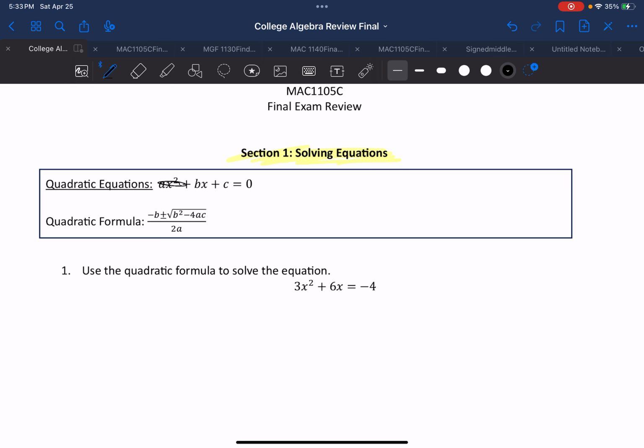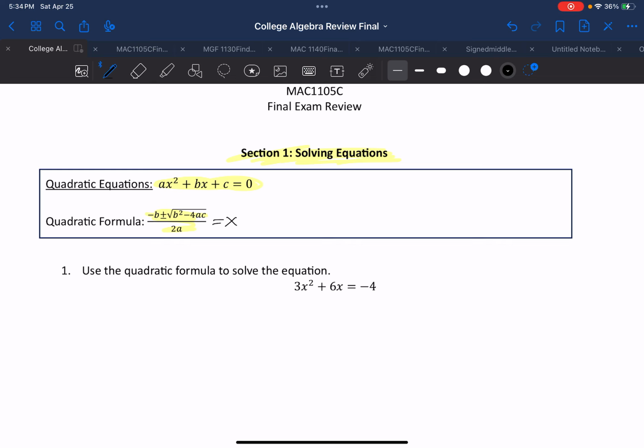So remember that, by the way, any notes I have on here you can also put on your cheat sheet. This is the form of a quadratic equation, ax squared plus bx plus c equals 0. And this is the quadratic formula, which gives the solutions to a quadratic equation, x equals negative b plus or minus the square root of b squared minus 4ac, all over 2a.